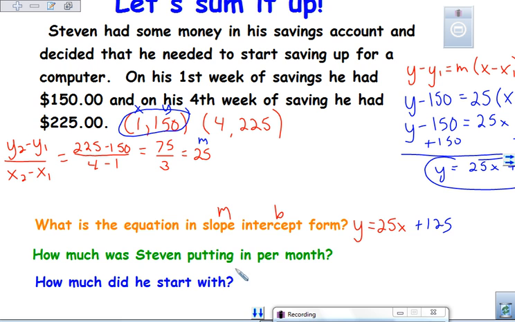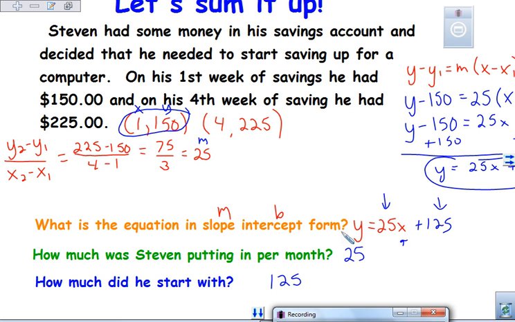The next question says, how much was Stephen putting in per month? So how much did he put in per month? Did he put in $25 or $125? The other question is, how much did he start with? So I would say he started with $125 because that only happens one time, and he gets $25 times the number of months. So that's going to be his rate.